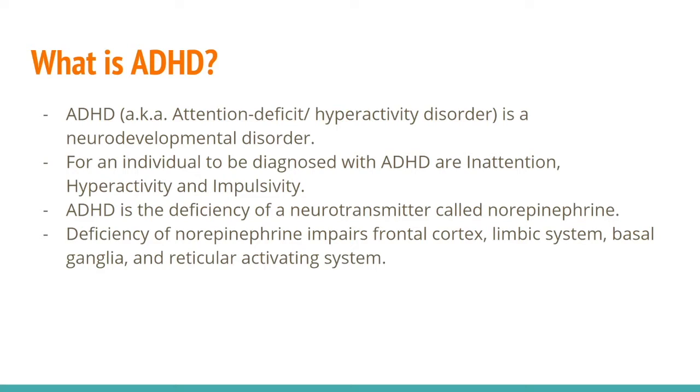Due to the deficiency of norepinephrine, there is an impairment in the frontal cortex, limbic system, basal ganglia, and reticular activating system. The frontal cortex controls attention, executive functions, and organization. The limbic system controls our emotions and attention. Deficiency in the basal ganglia causes the brain's intercommunication of information to essentially short circuit, causing inattention and impulsivity.